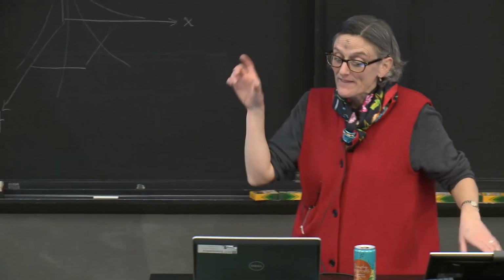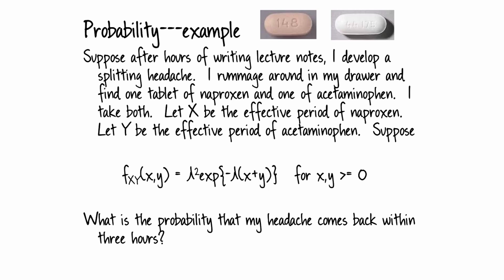Okay, so X is the effective period of naproxen. So if X is equal to 3, let's just think about it in terms of one dimension. If X is equal to 3, my headache comes back in 3 hours. If X is anything less than 3, my headache will come back within 3 hours.